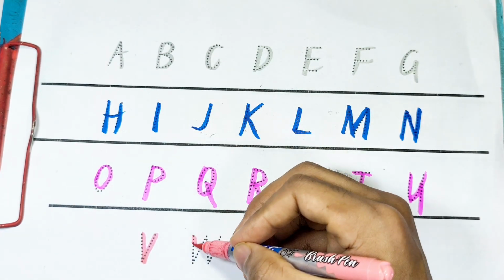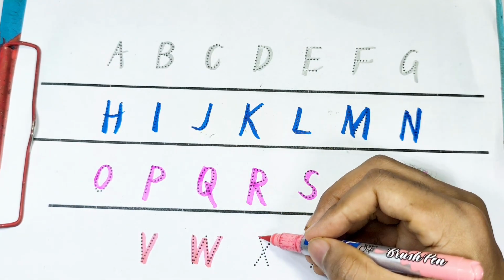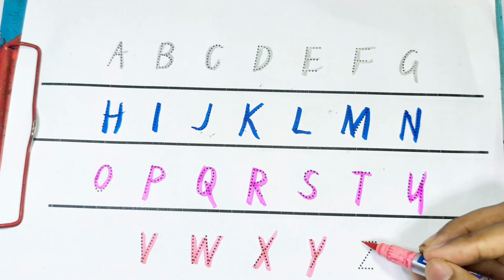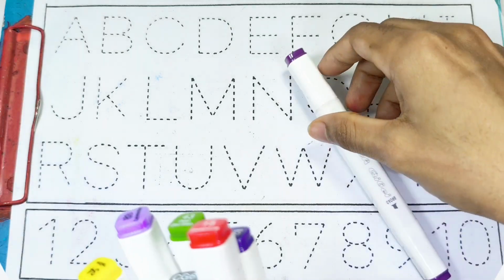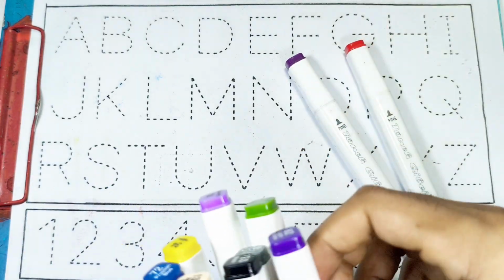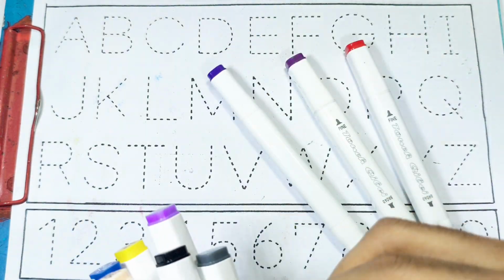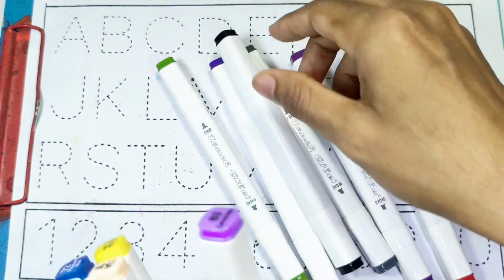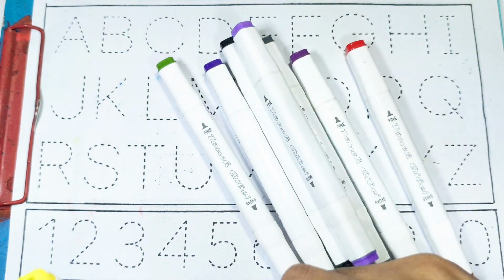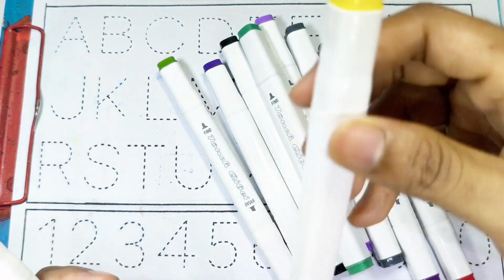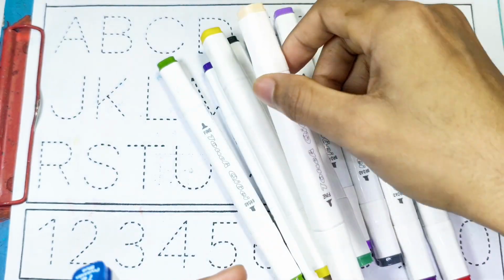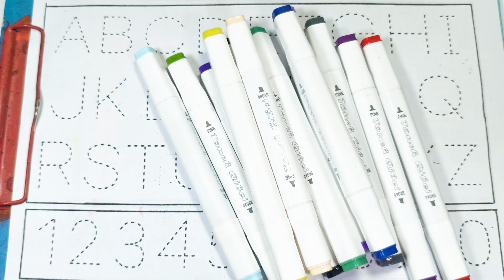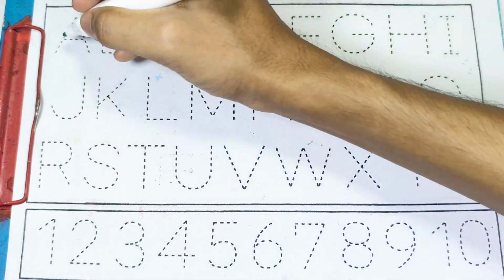V, W, X, Y, Z. Purple color, geranium color, light violet color, deep olive green color, cool gray color, black color, lavender color, emerald green color, yellow color, raw silk color, Persian blue color, mint blue color, deep olive green color.